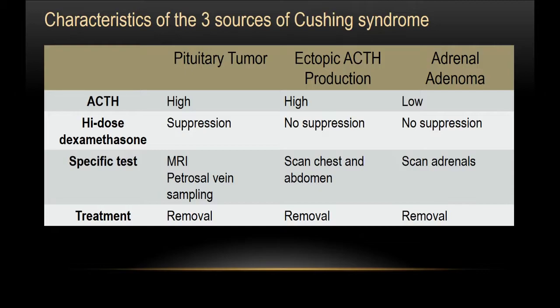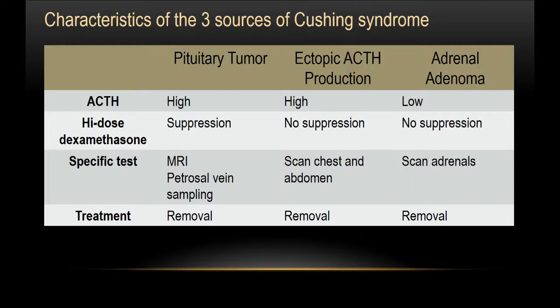How to differentiate between these three sources of hypercortisolism? Well, in pituitary tumors and in ectopic ACTH, the ACTH level is going to be high. But in adrenal adenoma, the ACTH level is going to be low. So whenever you have a patient with Cushing syndrome and the ACTH is low, you know that the lesion is in the adrenal gland and not elevated ACTH.